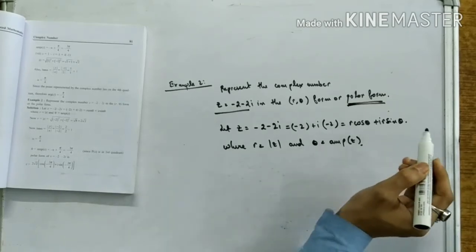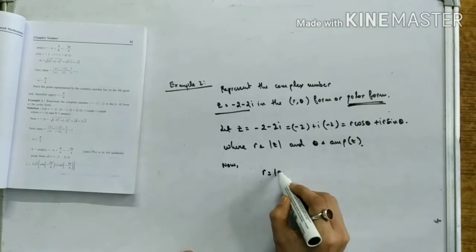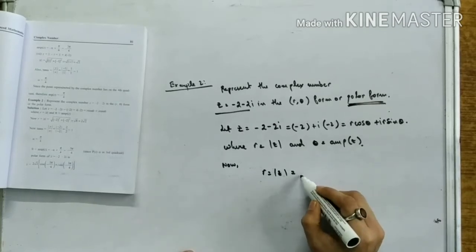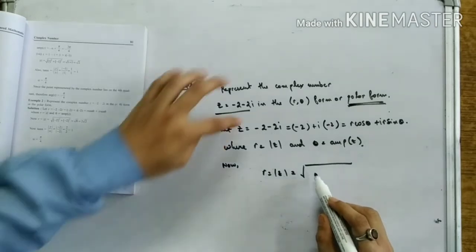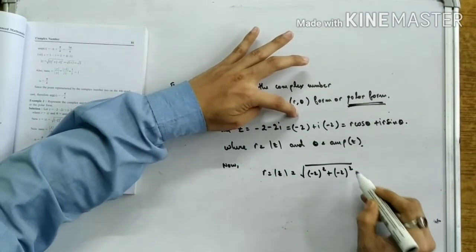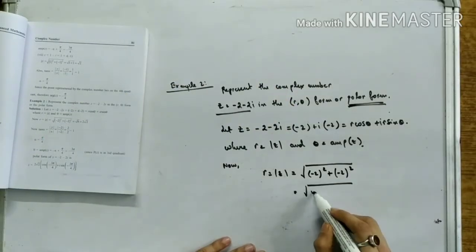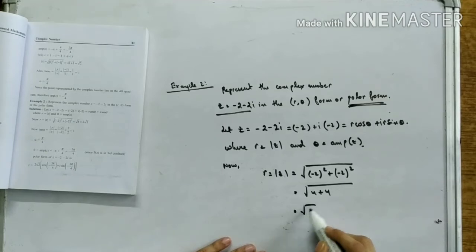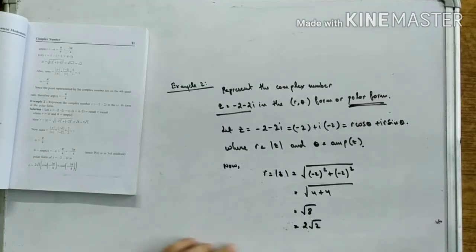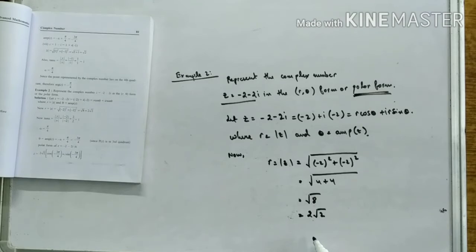Now r is equal to modulus z, which is equal to root over minus 2 the whole square plus minus 2 the whole square. So this becomes root over 4 plus 4, which is root 8, which gives 2 root 2.